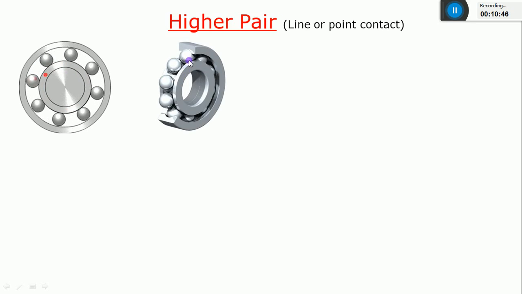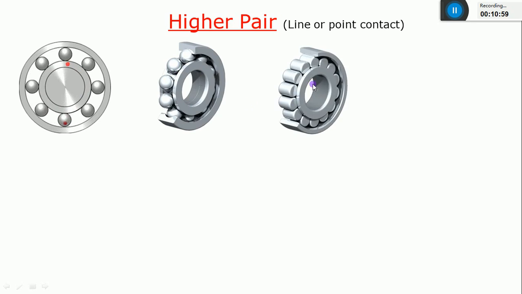So you can see here, the type of contact is a point. The complete surface of the ball is not in contact with this inner race. Only some portion, only some point of this ball is in contact with this inner surface. And when you consider a roller bearing, there will be a line contact, because the shape of this roller bearing is cylindrical. The type of contact between this roller and the inner race is a line contact.